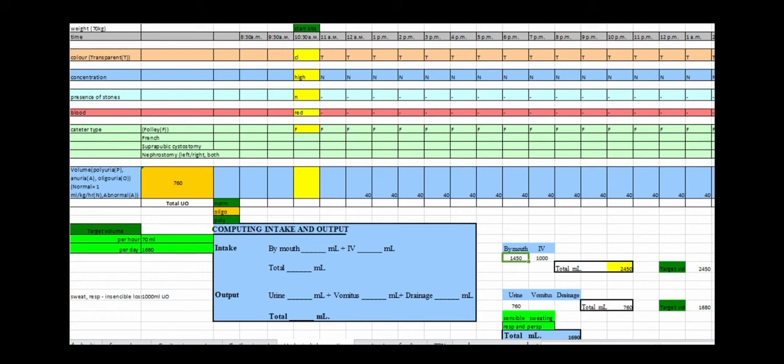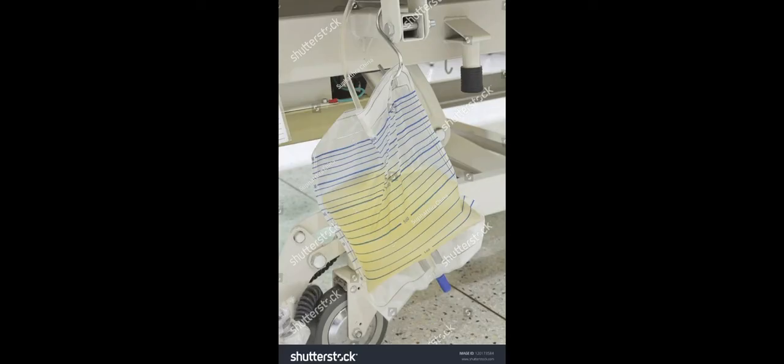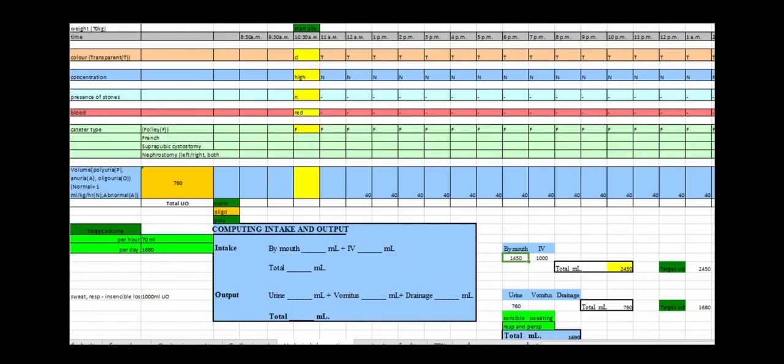The observation of the urine is continued at 11 a.m. until the 24th hour is completed and monitored each hour. Each hour, we found that the patient has a transparent color of urine with a normal level of concentration. There is no presence of stone and there is no blood in the urine. The patient is still being administered with a Foley catheter for the first 24 hours until further treatment is given.